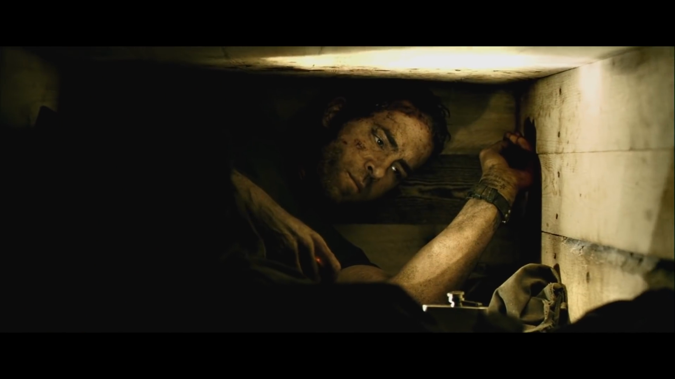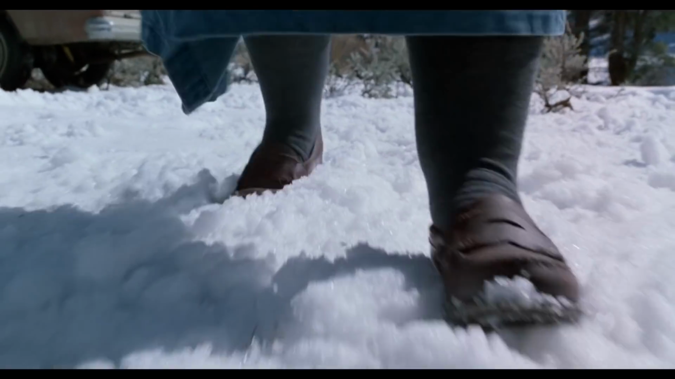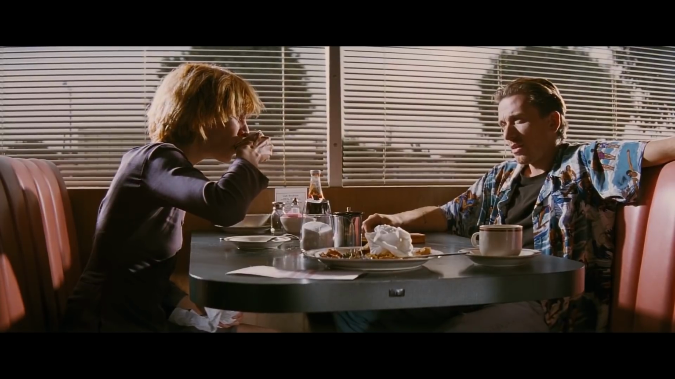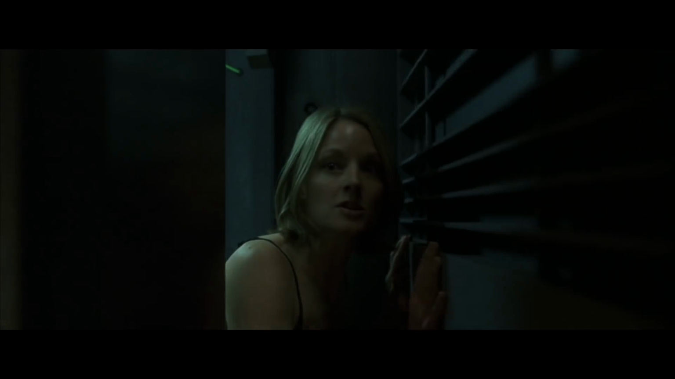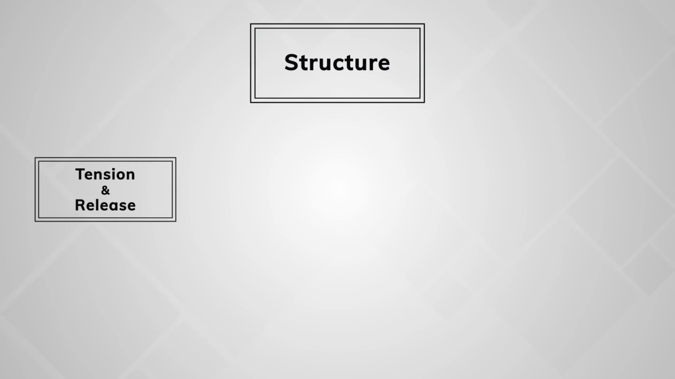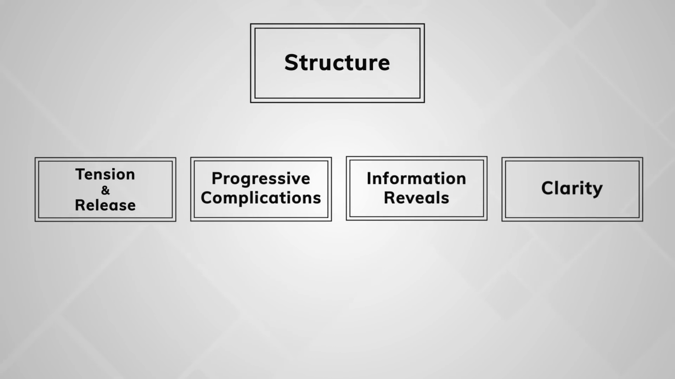But contained thrillers are different. They are more like roller coaster rides full of tension and release. Thrillers are built upon this constant roller coaster of tension, and because of this, the structure becomes extremely important. Some stories can have a loose structure while they look at different themes, moral conflicts, and character change. Thrillers need tightly wound structure to keep the tension high. The structure of your thriller will be built upon 4 things: tension and release, progressive complications, information reveals, and clarity.